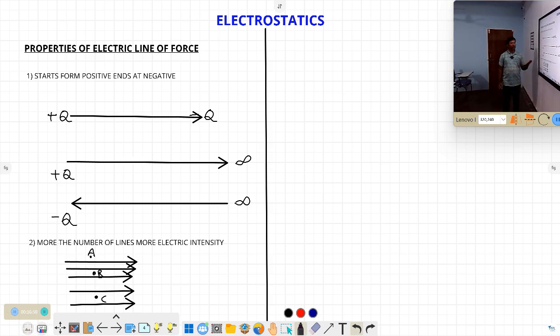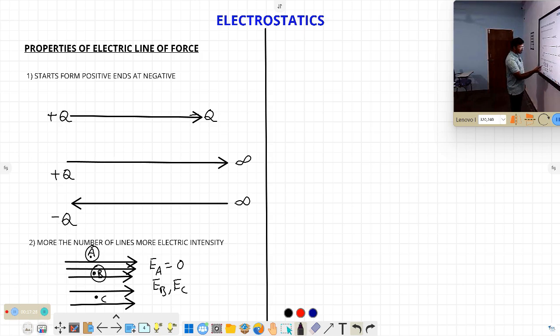Second property: the more the number of electric lines of force, the more the electric intensity at that point; the fewer the number of electric lines in the region, the less the electric field intensity at that point. I have taken a group of electric lines of force here. A is a point outside, B is a point inside, C is also a point inside. The electric field intensity at A is 0, because no lines of force pass there. At B, some number of electric lines are passing, so there is electric field intensity at B. And there is electric field intensity at C also.